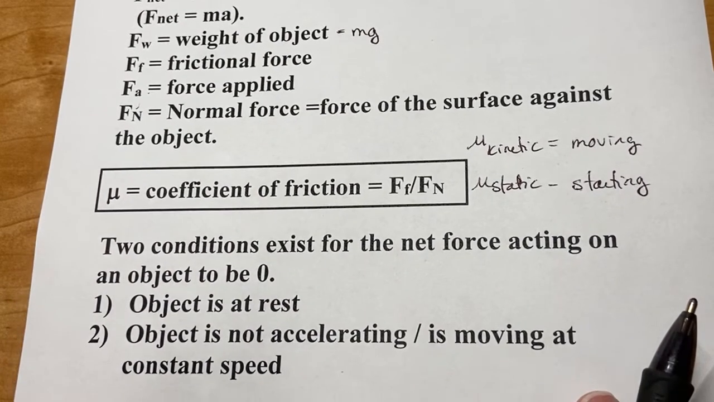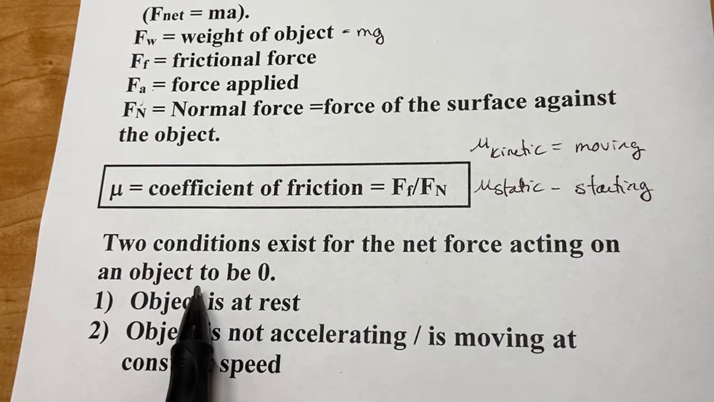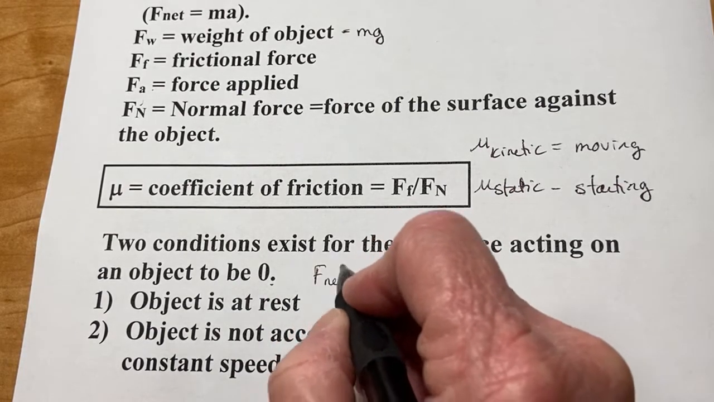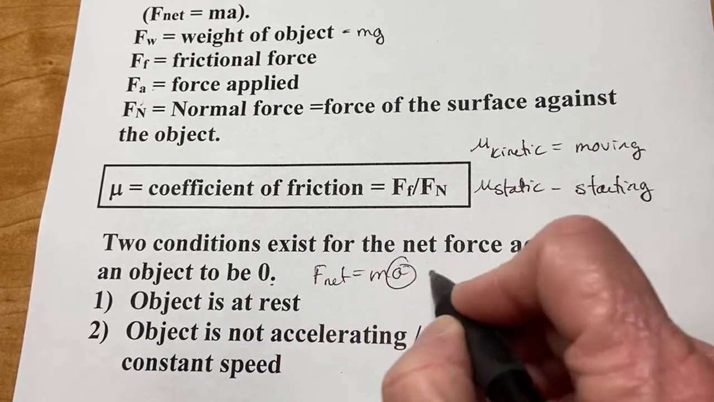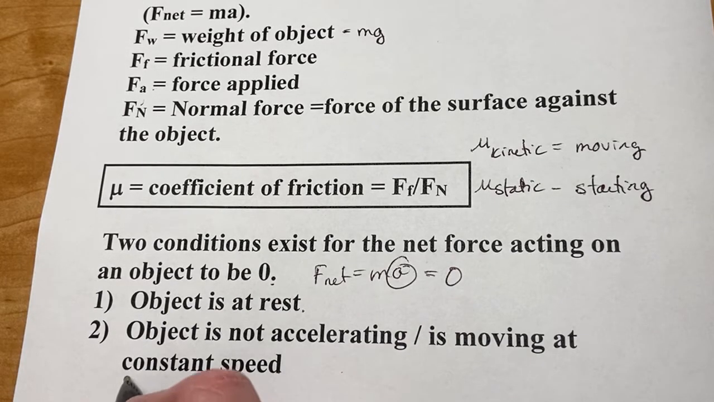We have to also think about when we have net forces of zero. In order for net force to be zero, where F net equals ma, it means that a equals zero. And there's two ways that an object can have zero acceleration. First is being at rest. The second is if it is simply not accelerating, meaning it's at constant speed. So we're going to look for constant speed in our examples.